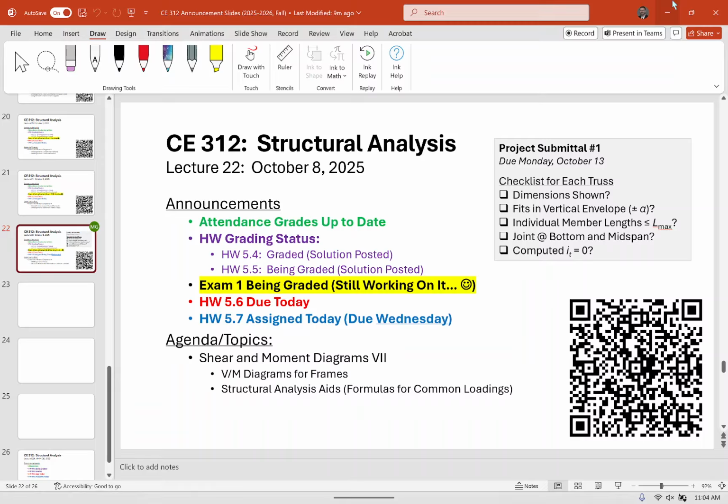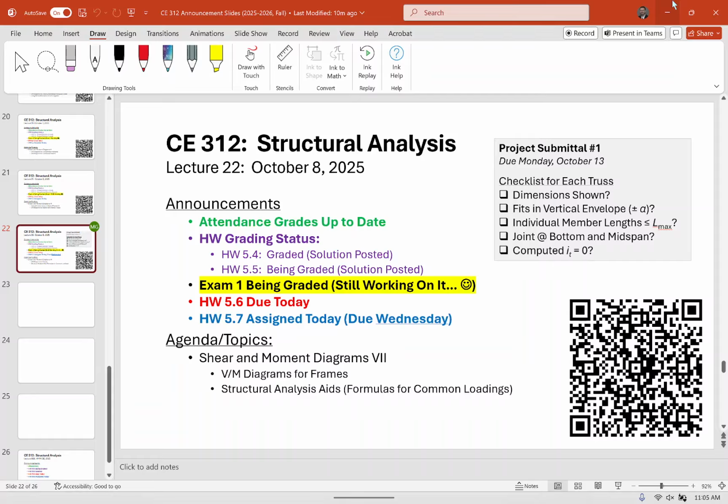Now, I want to be clear, if we get to submittal 2 and you're literally not able to make it work, between submittal 1 and submittal 2, I don't have a problem if you have to tweak things, make the truss a little bit taller and whatnot, but just be aware that that might happen. Everybody good with that? All right, so submittal 1's due Monday.